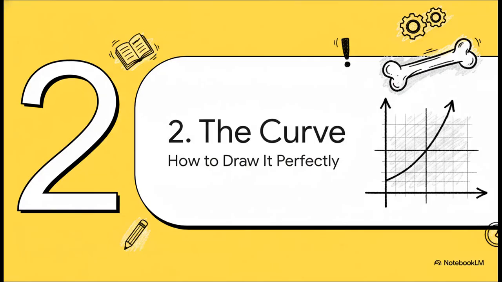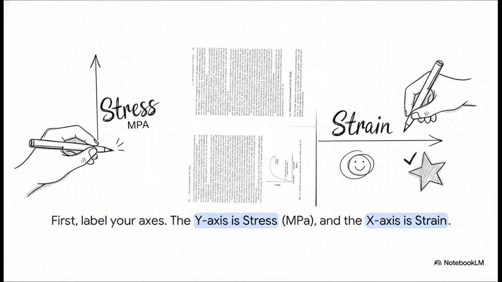And now for the main event. In the Viva, they're going to ask you to draw and describe this curve. So let's break down exactly how to do it perfectly, step by step. First thing you do is take your pen and draw the axes. Don't rush this part. Label them clearly. The vertical y-axis is stress, and you should mention the units, megapascals. The horizontal x-axis is strain, which, as we just said, is dimensionless. Honestly, getting the axes right is the first mark in the bag.